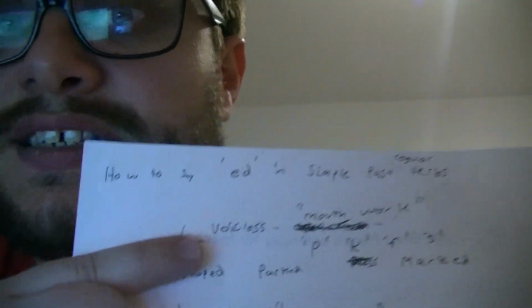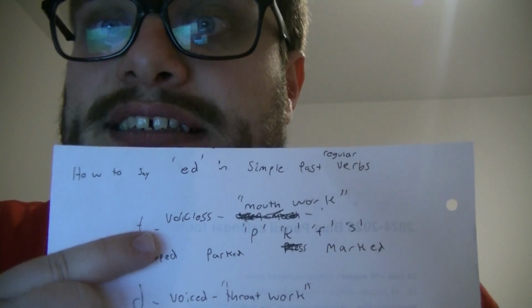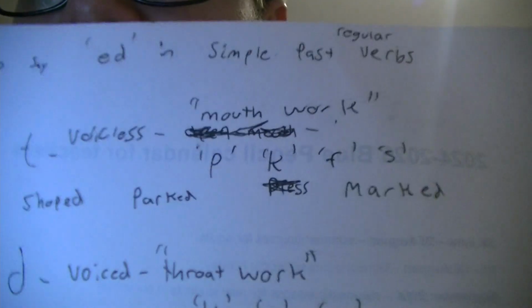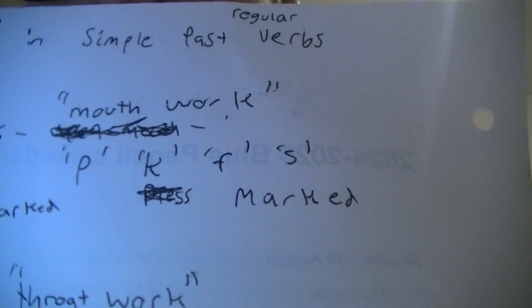So if a verb ends with a voiceless sound, a voiceless consonant, that's when we're doing a lot of mouth work. It gets a tough ending. Examples of voiceless consonants are P, K, F, and S. Examples of these words in simple past is shop becomes shopped. Park becomes parked. And mark becomes marked. You can see that I'm doing a lot of mouth work. Shop, shopped.